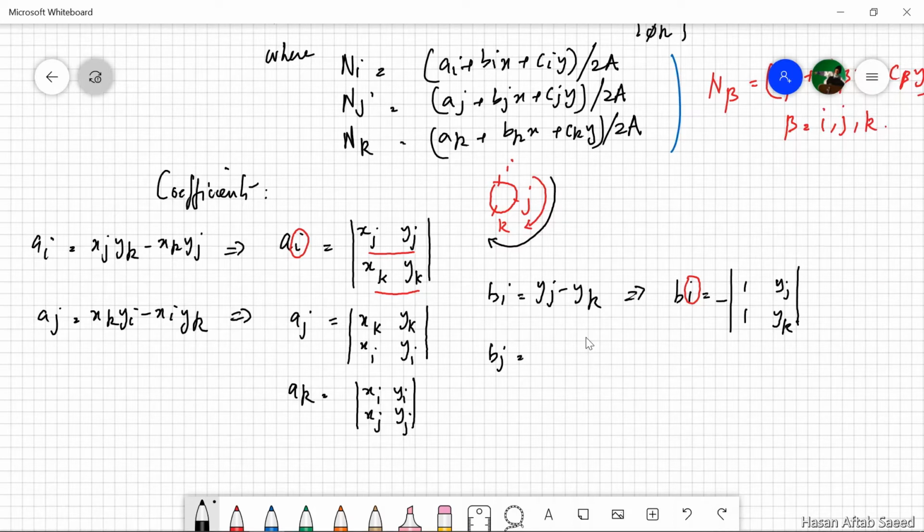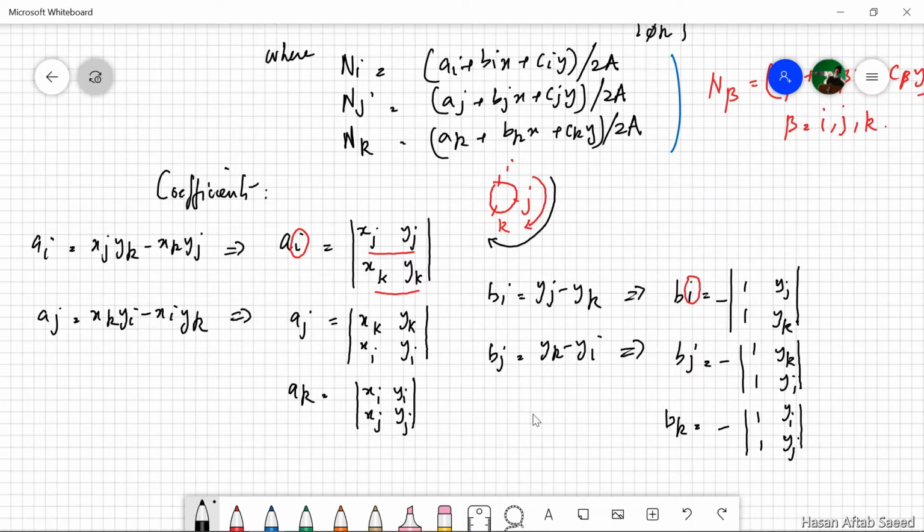Now we take bj. Now bj is yk minus yi. Similar scheme, you have a minus sign, 1 1, here you have y's, and because it's j here, so k, and then you have i. And then you can similarly verify that bk by the same scheme should be 1 1 with i and j.